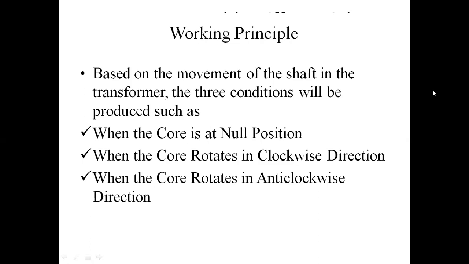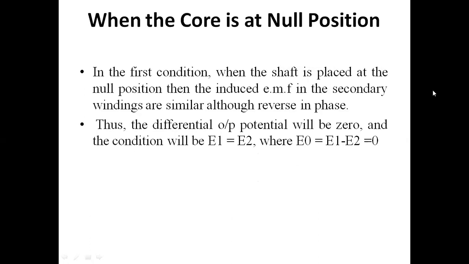Now, about the working principle, based on the movement of the shaft in the transformer, three conditions will be produced: when the core is at the null position, when the core rotates in a clockwise direction, and when the core rotates in an anti-clockwise direction. The reluctance seen by the primary EMF changes with the rotation of the camshaft, which results in changes in the magnetic flux. Due to this change in magnetic flux with the rotation of the cam, the flux linkage of the secondary winding also changes. Therefore, as per transformer action, an EMF is induced in the secondary winding.